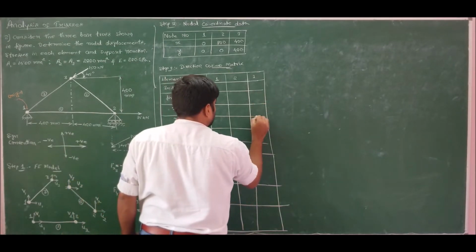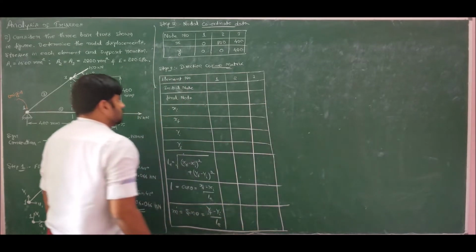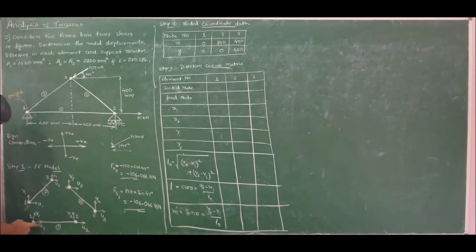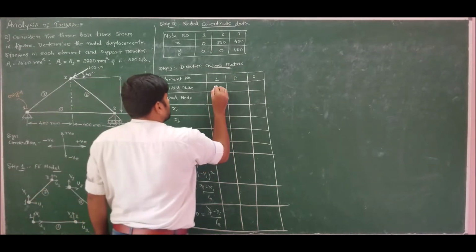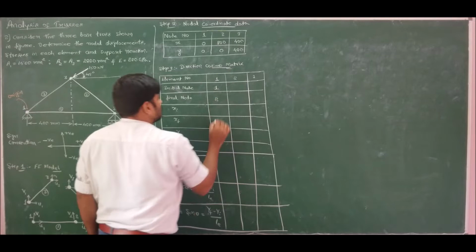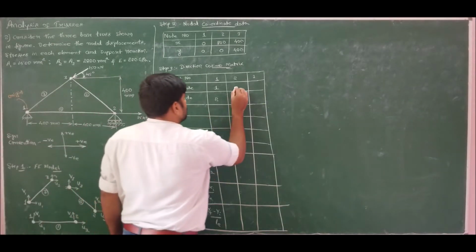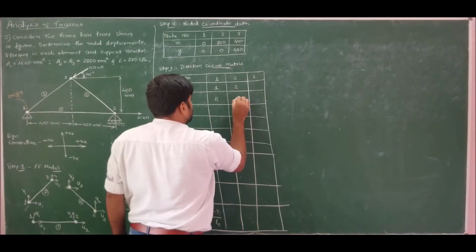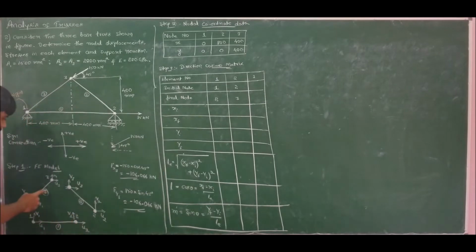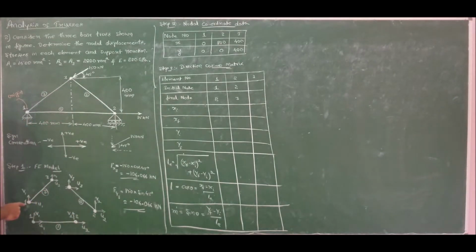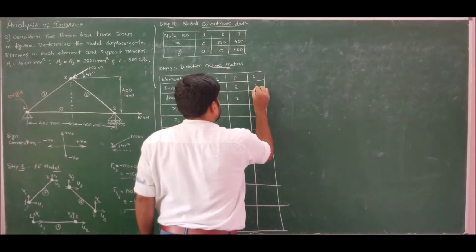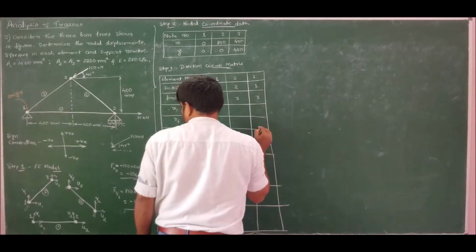Now for element 1, the node numbers are 1 and 2, so the initial node is 1, final node is 2. Coming to element 2, the least is 2, therefore 2 is initial, 3 is final. So initial node is 2, final node is 3. Coming to element 3, among 1 and 3, 1 is the least, so this is the initial node and this is the final node. So initial node is 1, final node is 3.